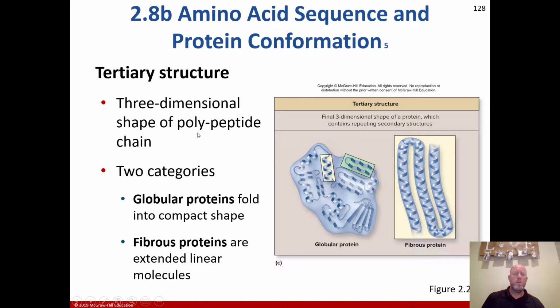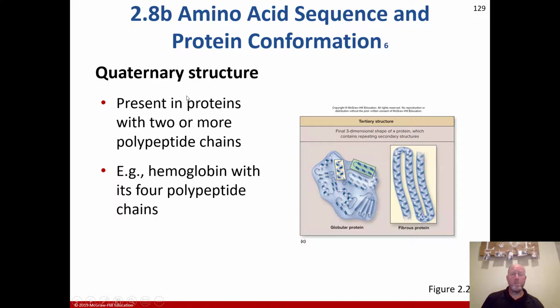Tertiary structure, the three-dimensional shape of the polypeptide chain. There are two categories, the globular proteins and the fibrous proteins. The globular proteins fold into a compact shape, and the fibrous proteins are extended linear molecules. Quaternary structure is present in proteins with two or more polypeptide chains, and a very simple example is hemoglobin with its 4 polypeptide chains.